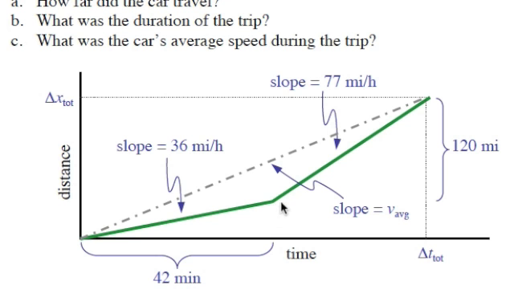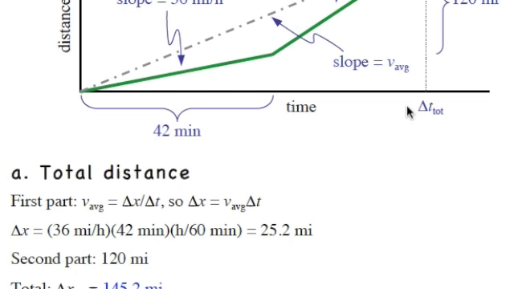For the second leg of the trip, we know the slope, 77 miles per hour, the velocity. The total distance traveled in the first part of the trip is not given to us. What we are given is the duration and the speed. Using the average velocity equation, delta x over delta t, the desired unknown is delta x, the distance traveled. So we'll solve for delta x.